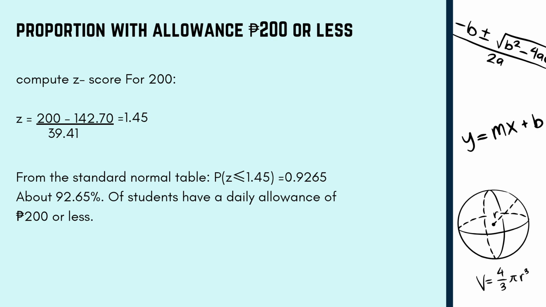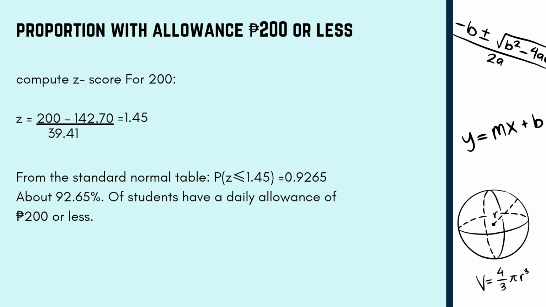For the calculation, 200 minus 142.70 is equal to 57.30. So 57.30 divided by 39.41 is equal to 1.45. What this means is 200 is 1.45 units above the average allowance.